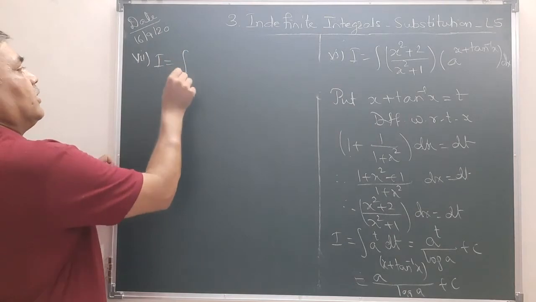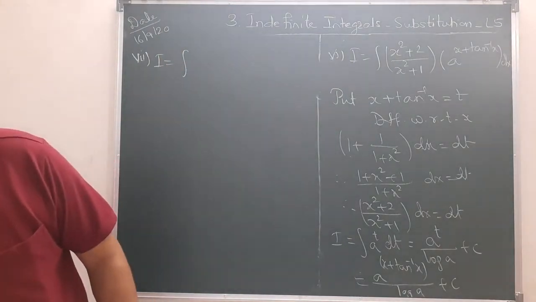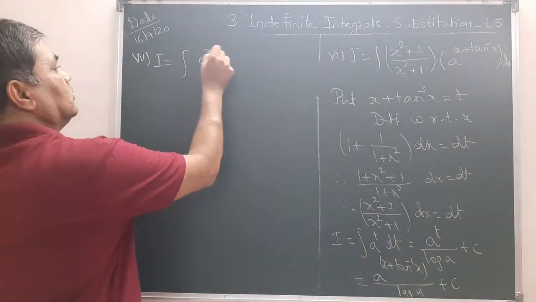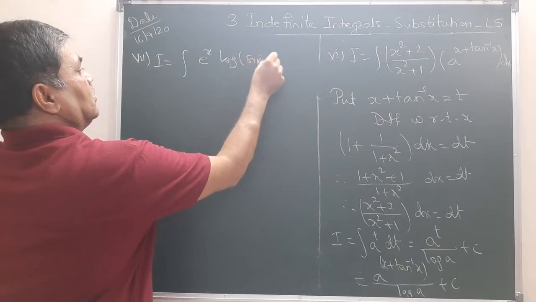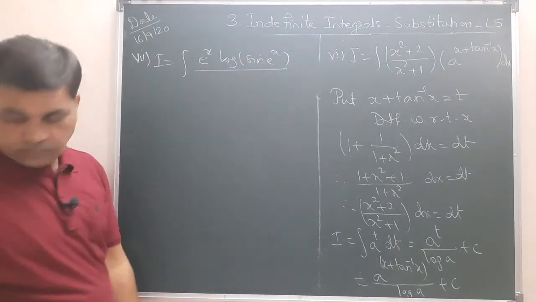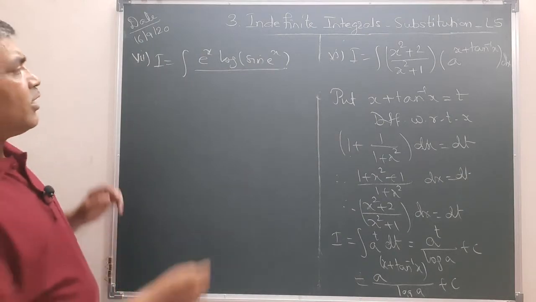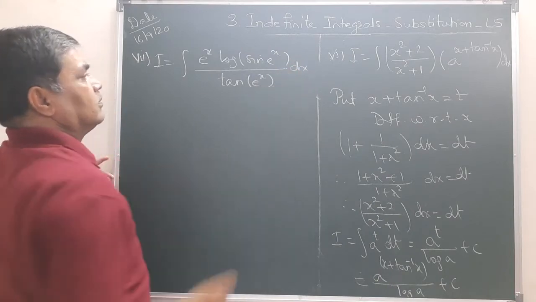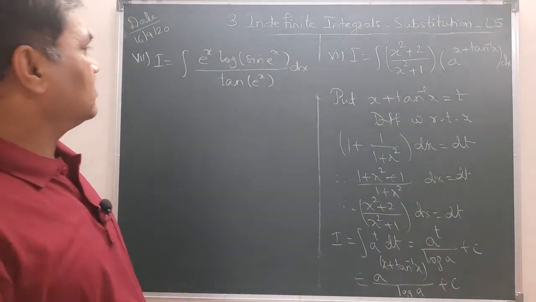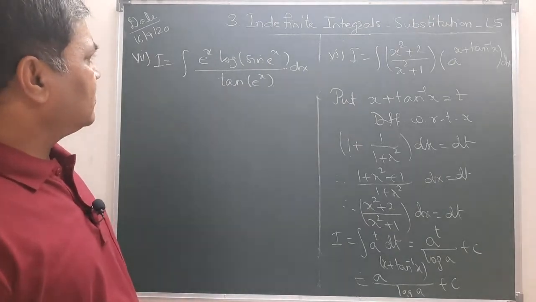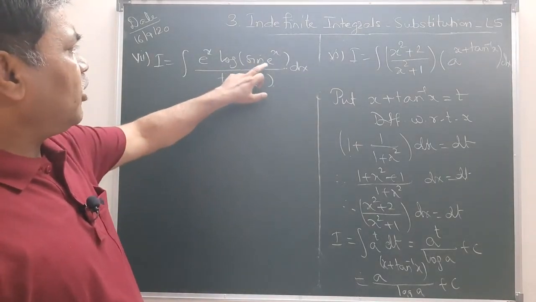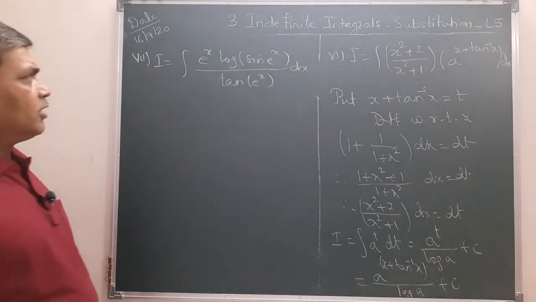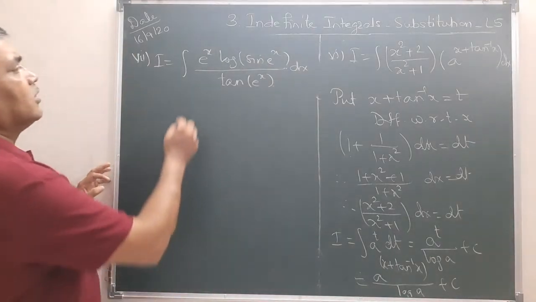Next example, I equal to integral of e raised to x into log of sin e raised to x upon tan of e raised to x dx. So here, if you observe that sin of e raised to x, its derivative will become cos. Its derivative will become cos.